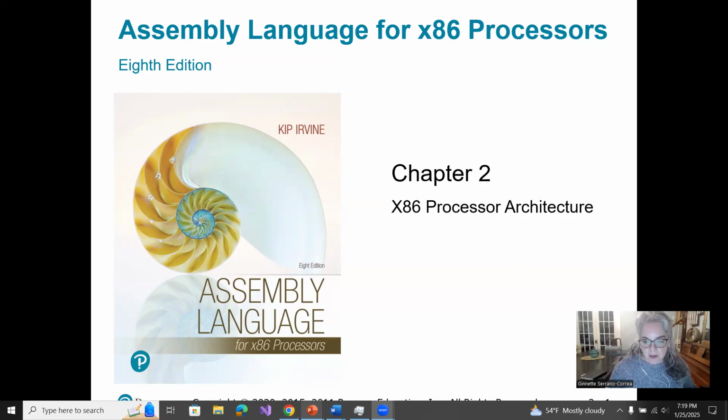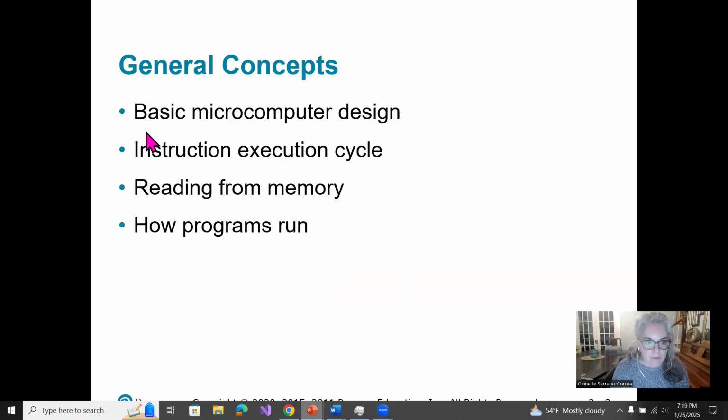COSC 2325, chapter 2. We'll be talking about the x86 processor architecture. In this particular video, we're going to go over the general concepts, section 2.1 in your book, which covers the basic microcomputer design, instruction execution cycle, reading from memory, and how programs run.